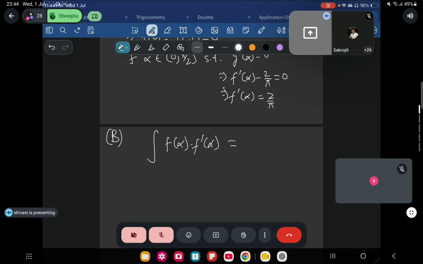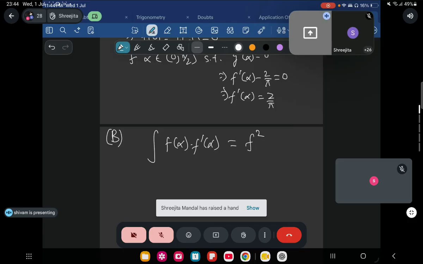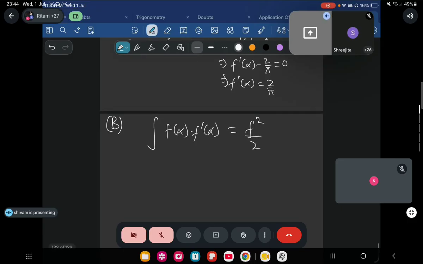Yes, Shrita, tell me. F of alpha whole square by 2. Correct. It is f square by 2, right, everyone? So what can we take as a function? Let g of x be equal to f square x by 2 minus x by pi. Tell me, are you people getting yes or no?